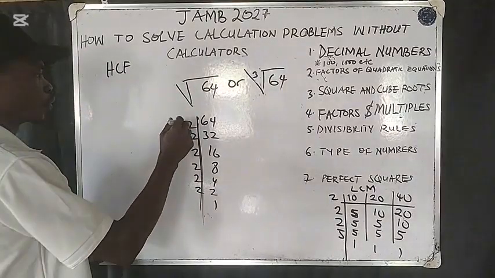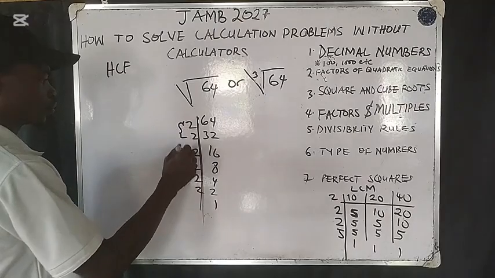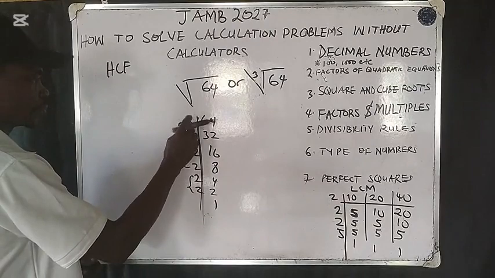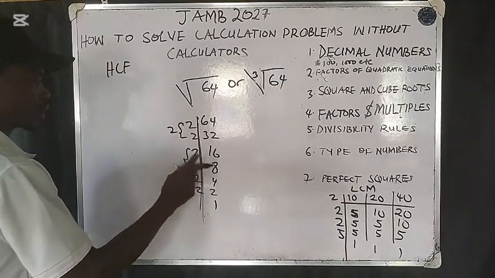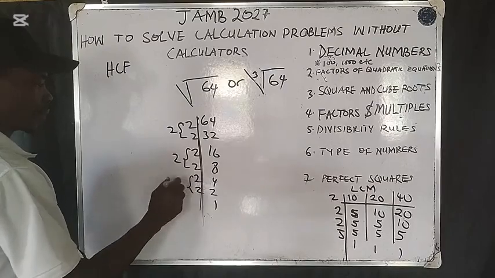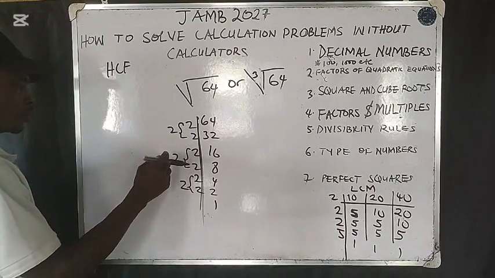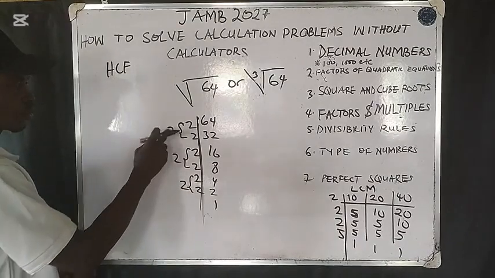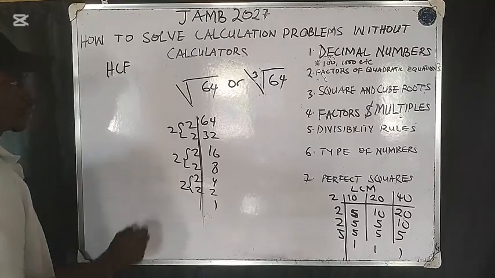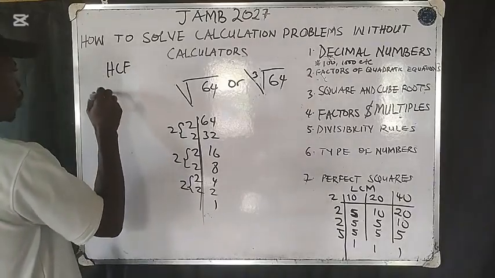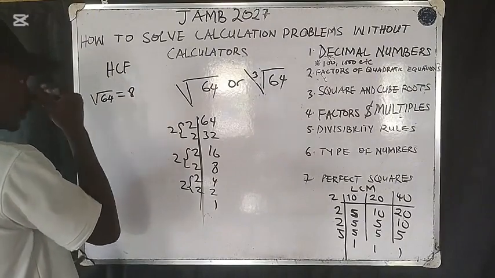So if the square root, you group the number in twos. So this pair is complete. So you put 1, another pair. So you pair the number. So 2 times 2, 4. 2 times 2, 2 times 2, 4. 4 times 2, 8. That means the square root of 64 is equal to 8.